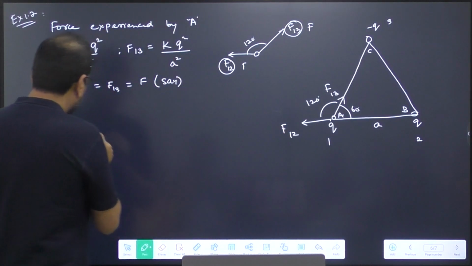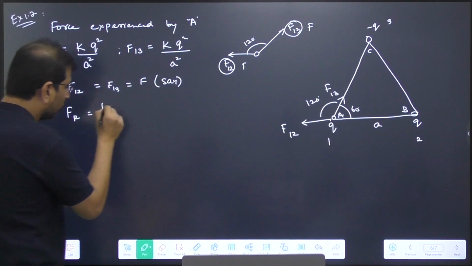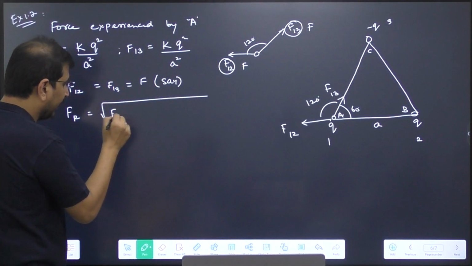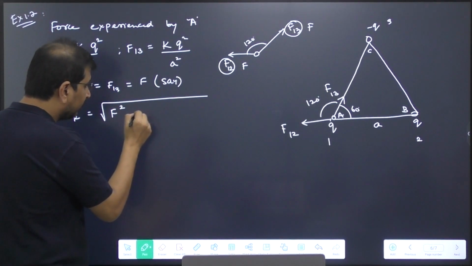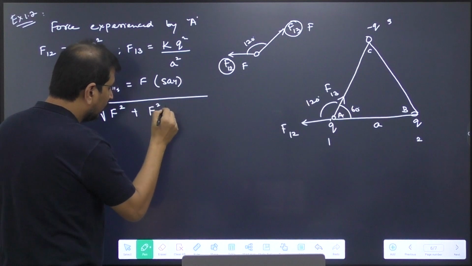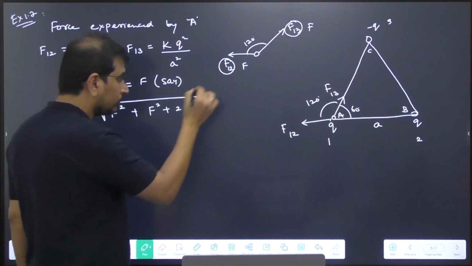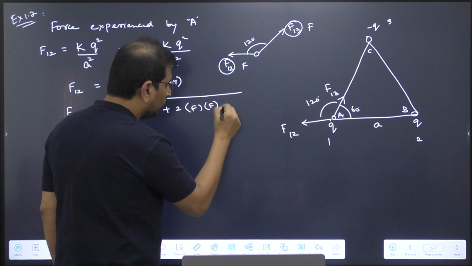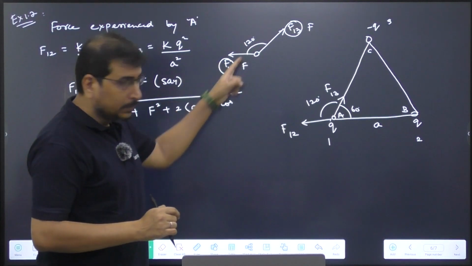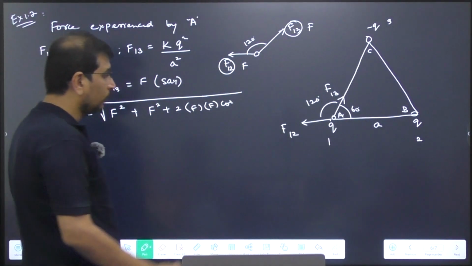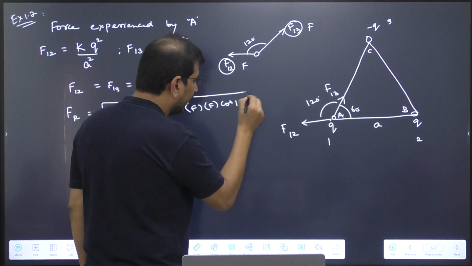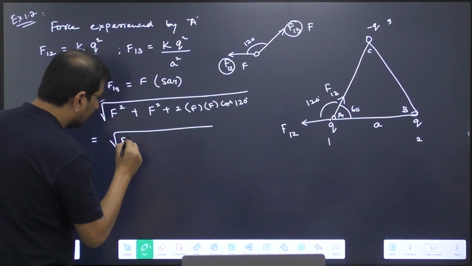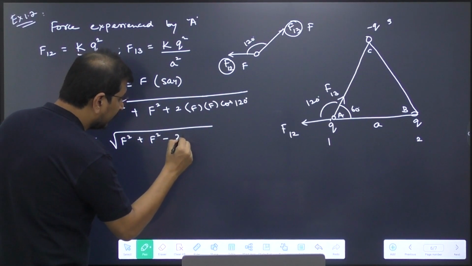So, what will be the answer? The resultant will be equal to the square root of A square. I'll tell you the formula. It is A square, that is F square, plus B square, plus 2 times A into B, F into F, into cos of the angle between those two vectors. How much is it going to be? It will be 120 degrees. Right? Now, having said this, root of F square plus F square minus 2F square.